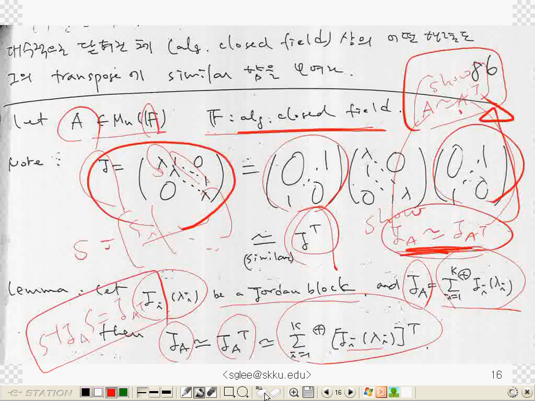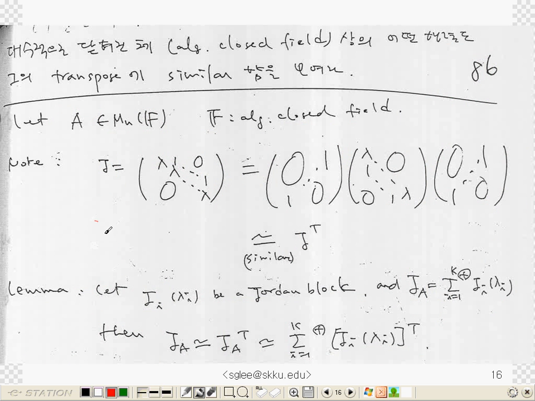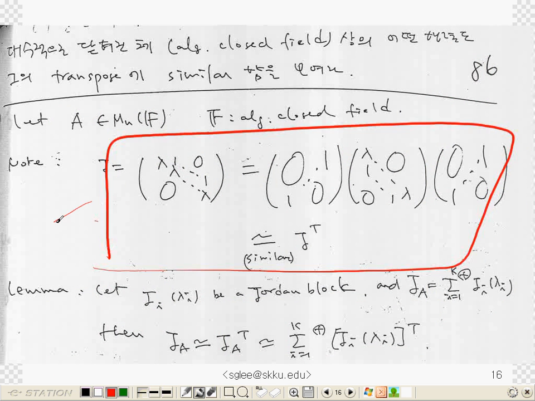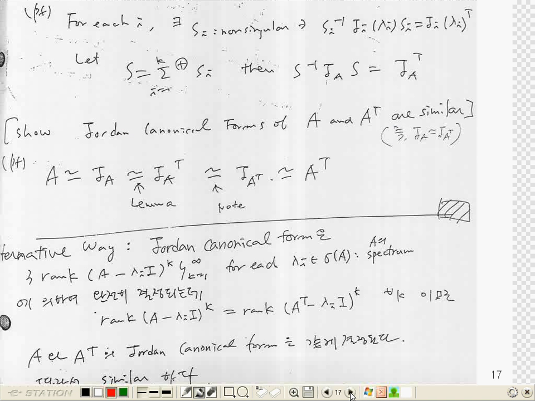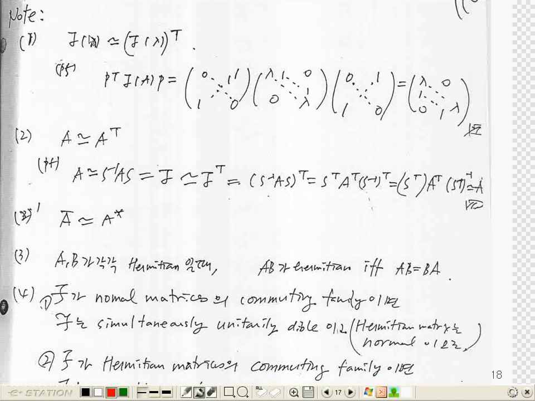So this is a very simple but important thing. In order to understand this relationship, we should have knowledge of the Jordan canonical form. Okay.